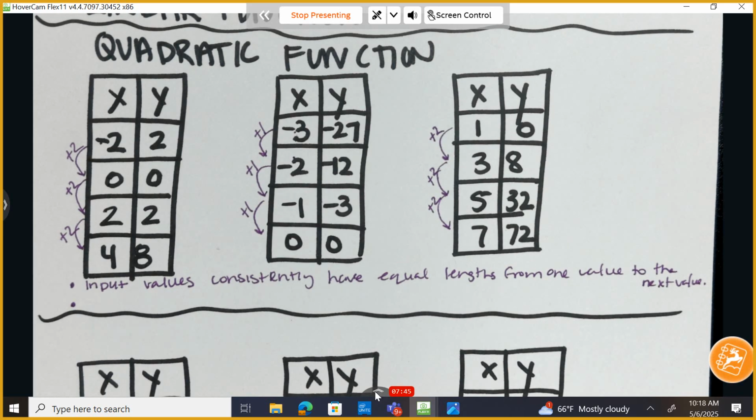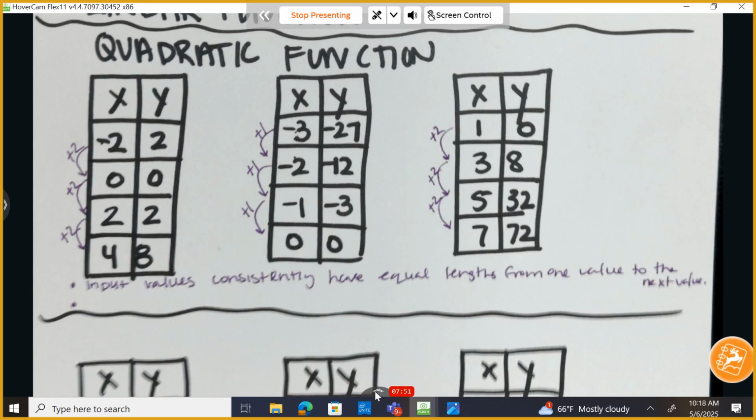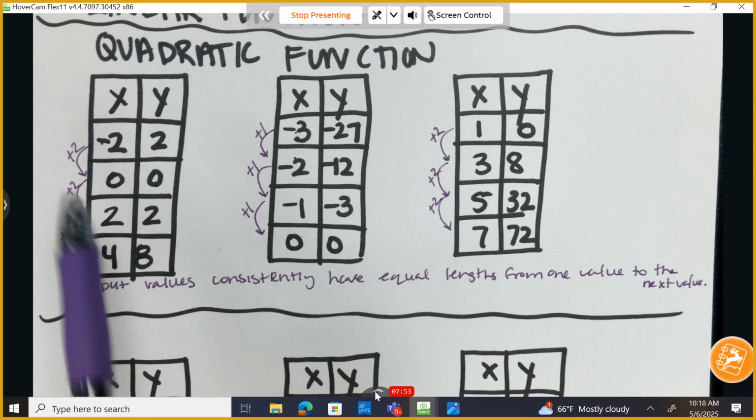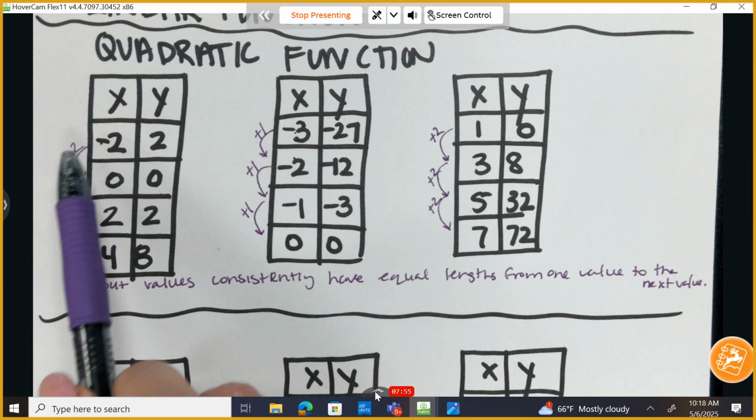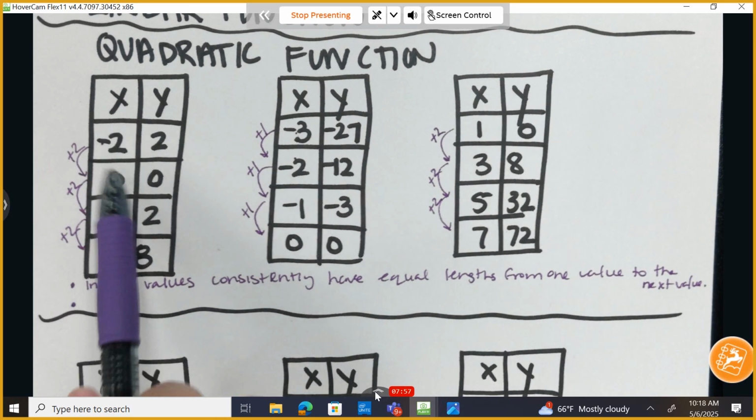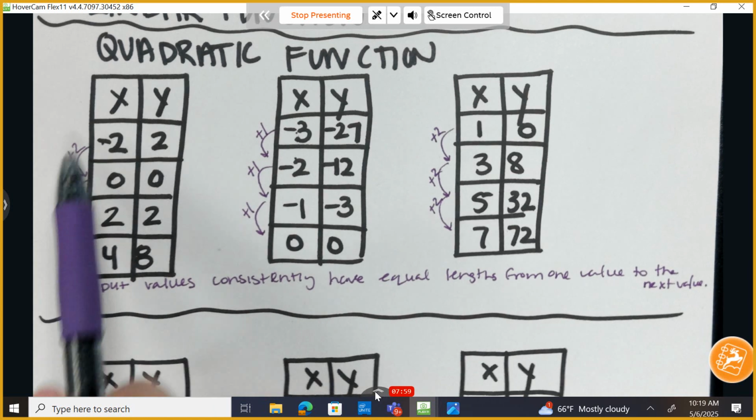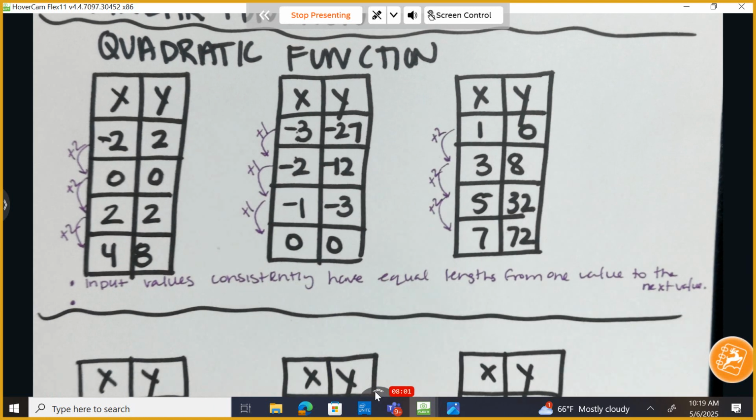Make sure you all have this down. Input values consistently have equal lengths from one value to the next. Consistently, so we're doing the same thing over and over. Equal, 2, 2, 2, from one length to the next. It's not like 2, 4, 2. It's 2, 2, 2, 1, 1, 1, 2, 2, 2.